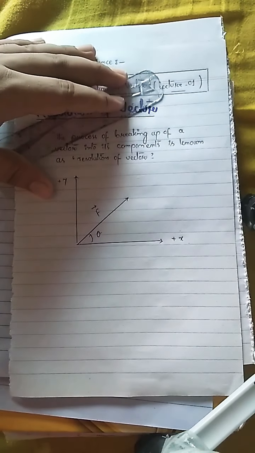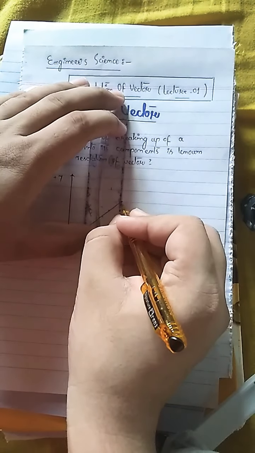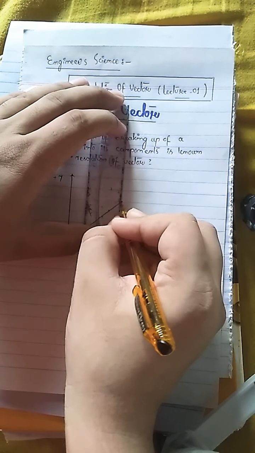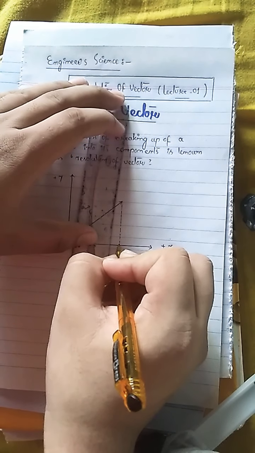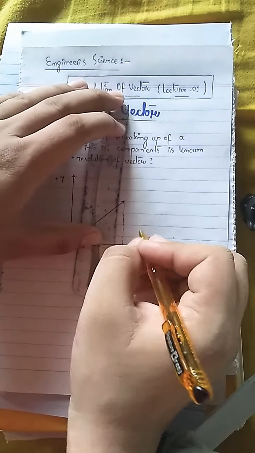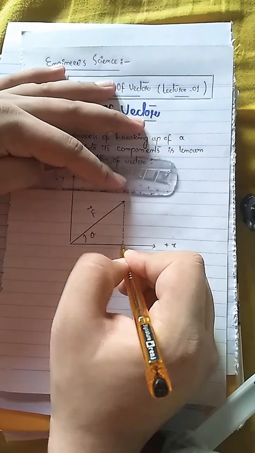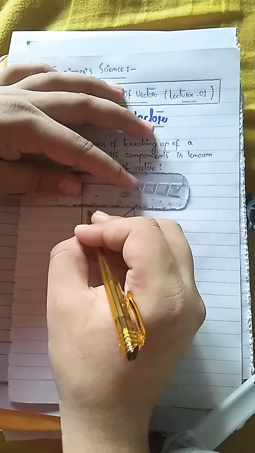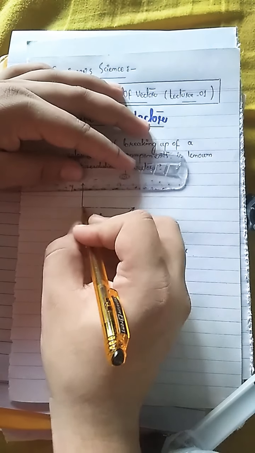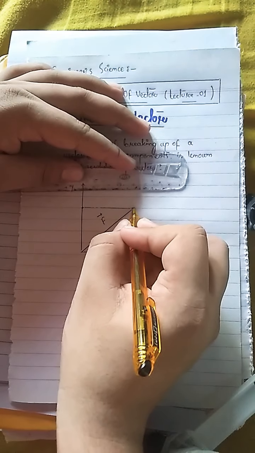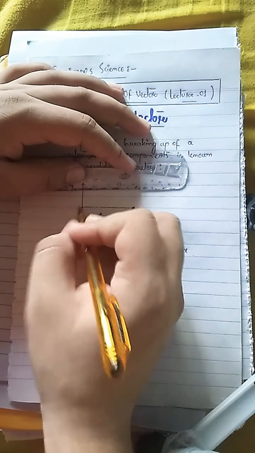Now how can we resolve this vector? We can resolve this vector by drawing a perpendicular line from the head of the vector, and this line drops on the x-axis. This line is perpendicular to the x-axis. It starts from the head of the vector and ends on the x-axis. Now similarly, draw a perpendicular line to the y-axis. This line starts from the head of the vector and ends on the y-axis.